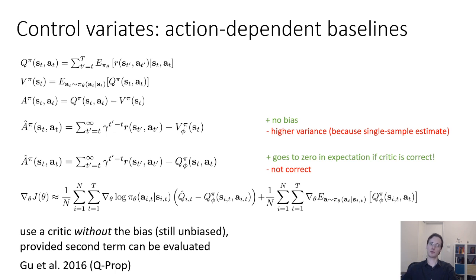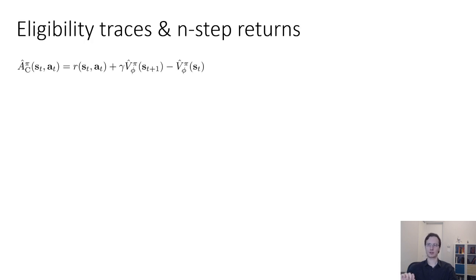Okay, so far we talked about ways that we can use critics and get policy gradient estimators that are unbiased. But can we also use critics and get policy gradients that are still biased but only a little bit biased? So next we're going to talk about eligibility traces and n-step returns. First, let's take a look at the advantage estimator in an actor-critic algorithm. I'm going to denote this as A hat C. So A hat C is the current reward plus the next value minus the current value.